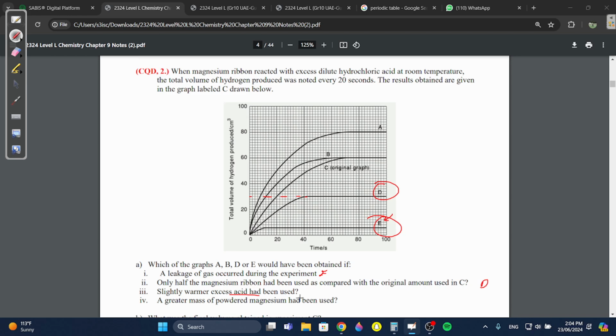Of course, if it's warmer, meaning the temperature will increase, that means average kinetic energy will increase, that means there will be more particles with activation energy, that means the rate will increase. So which one has a higher rate here? It will be B, right? Higher rate than C, it will be B.